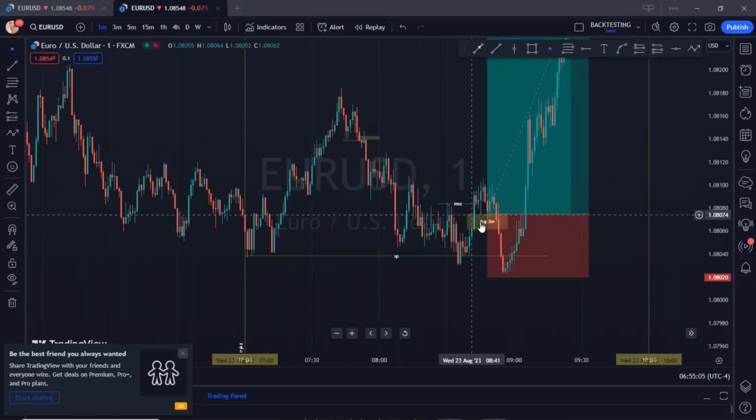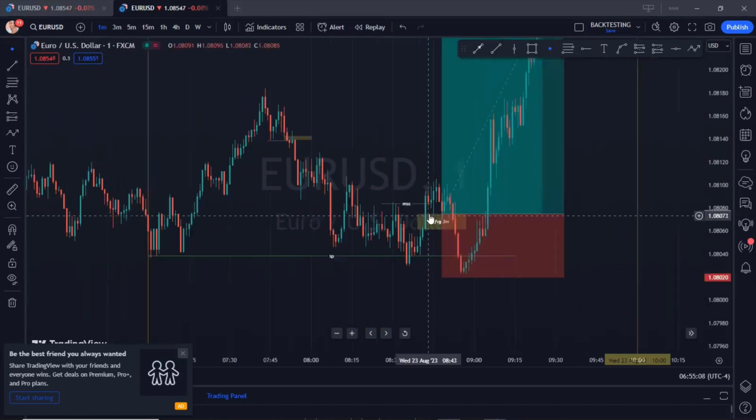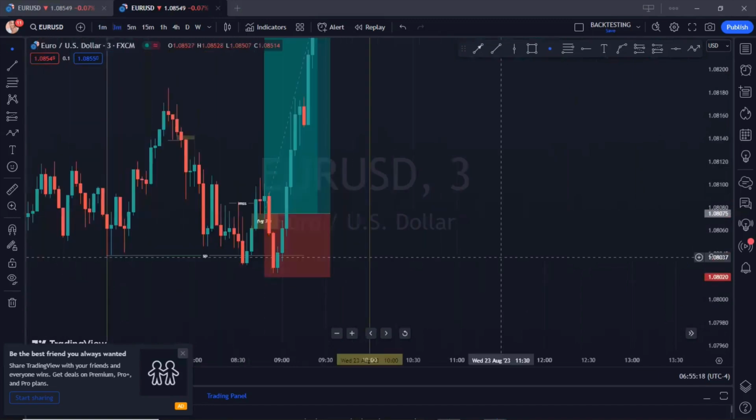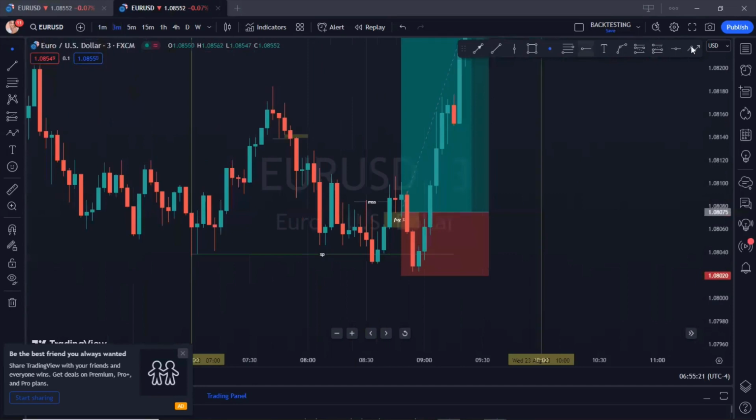You can see this was 3 minutes, but this was 1 minute. The 1 minute was rough. It was not so clean for me, so I went to 3 minutes to see if the 3 minute entry was clean. I went to 3 minutes and it was a very, very clean entry. So what is the entry? You can see it here: a quick expansion creating a market structure shift, return to the FVG, and price expands to the upside. As simple as that.